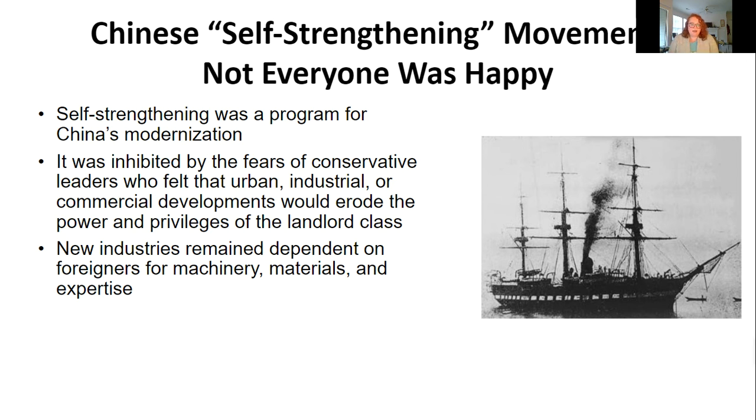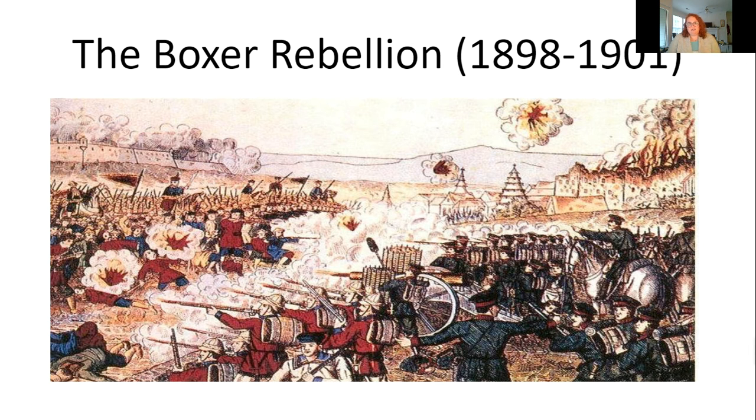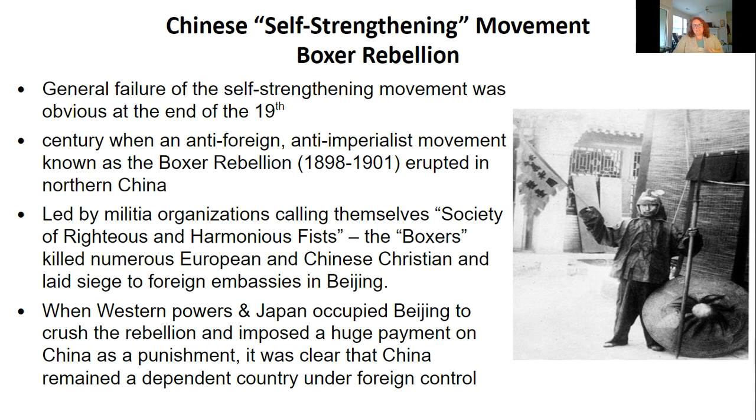It was inhibited by the fears of conservative leaders who felt that urban, industrial, or commercial developments would erode the power and privileges of the landlord class. But these new industries remained dependent on foreigners for their machinery, materials, and expertise. So while they were trying to self-strengthen, they also had to rely on the outside world. And this is where the Boxer Rebellion comes into play. The general failure of the self-strengthening movement was obvious by the end of the 19th century. This was very much when this anti-foreign, anti-imperialist movement known as the Boxer Rebellion erupted in northern China.